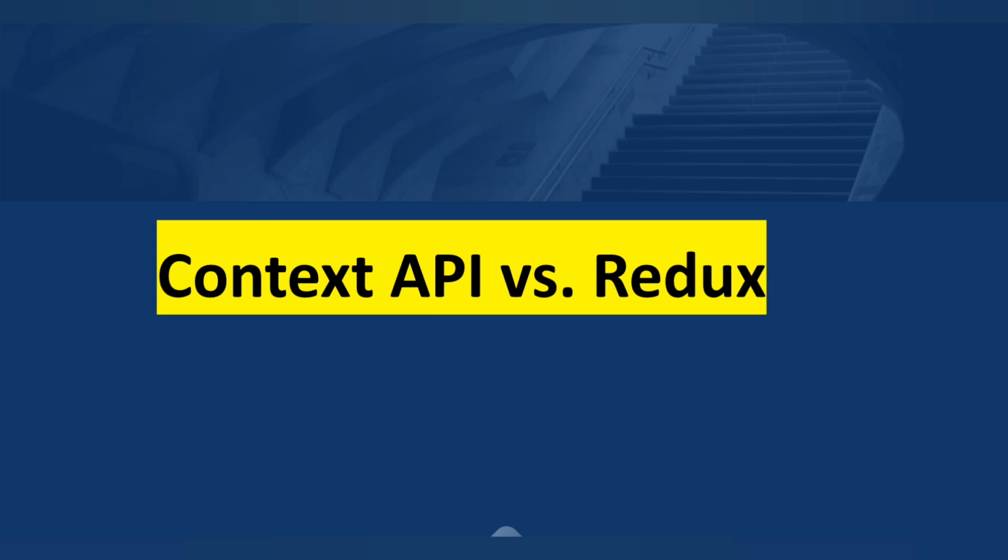Next one is Redux. Redux is like a family newsletter that gets sent out regularly to keep everyone updated. Here is how it works: you have a central store, the newsletter, where all your information is kept. When something changes, like a new family event, you update the store, and everyone gets the latest information. Redux uses actions and reducers to manage how the information changes, making it very structured.